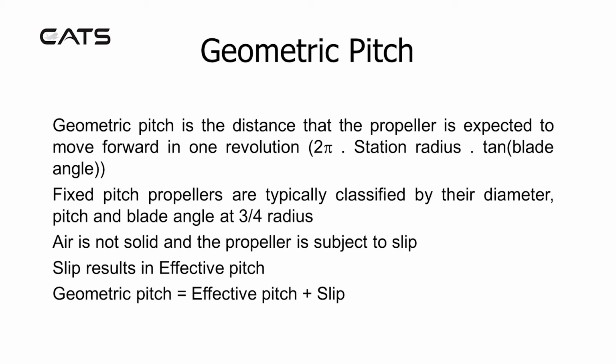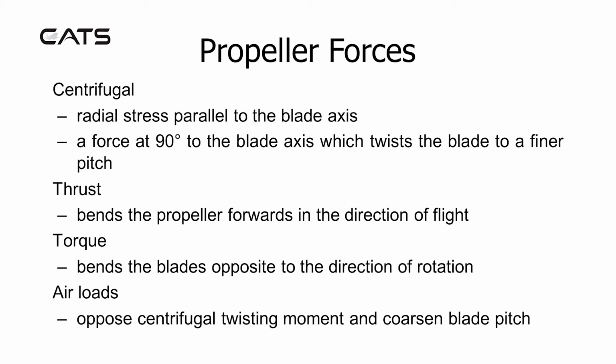Geometric pitch. Geometric pitch is the distance that the propeller is expected to move forward in one revolution. Fixed pitch propellers are typically classified by their diameter, pitch and blade angle at 3/4 radius. Air is not solid and the propeller is subject to slip. Slip results in effective pitch. Geometric pitch is made up of effective pitch plus slip.